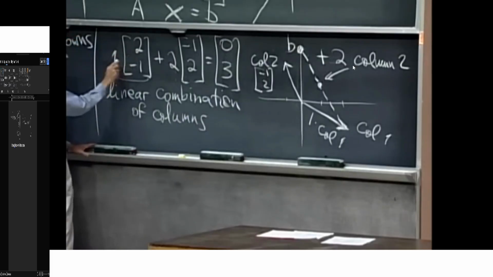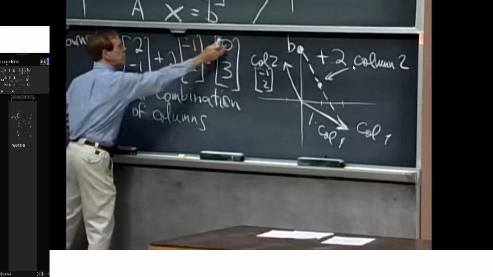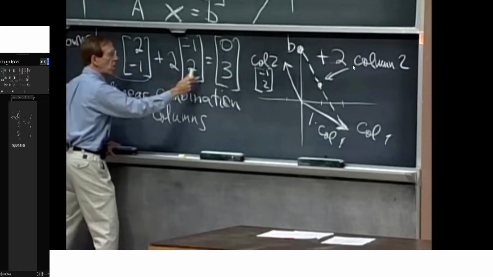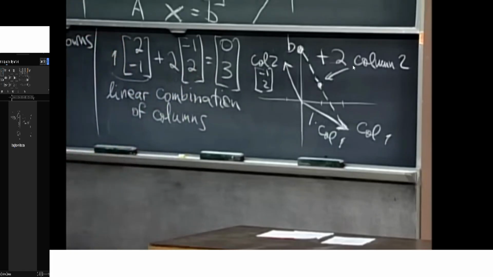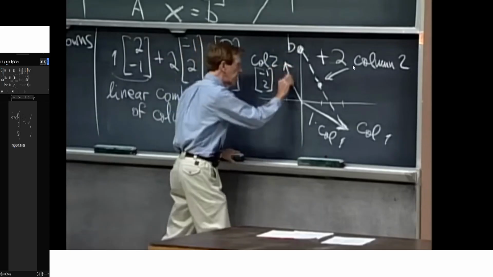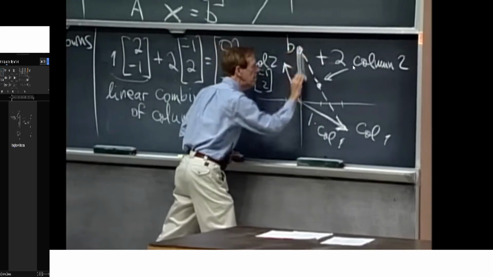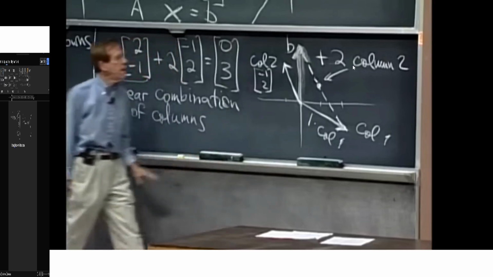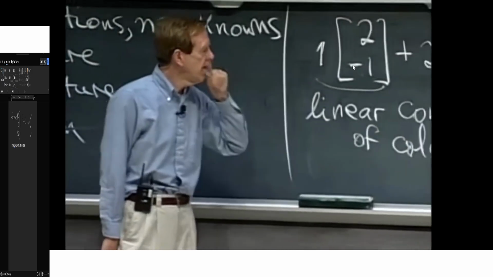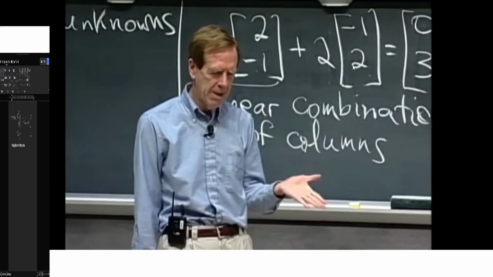And how do I do it? Just like the first component, I have a 2 and a minus 2. That produces a 0. And in the second component, I have a minus 1 and a 4. They combine to give the 3. But look at this picture. Here's our key picture. I combine this column and this column to get this guy. That was b. That's the 0, 3. So that idea of linear combinations is crucial. And also, do we want to think about this question?